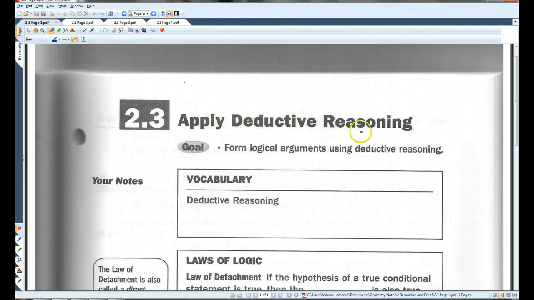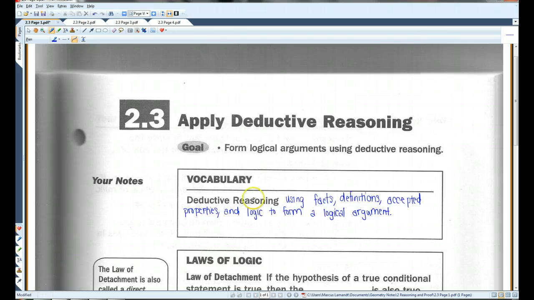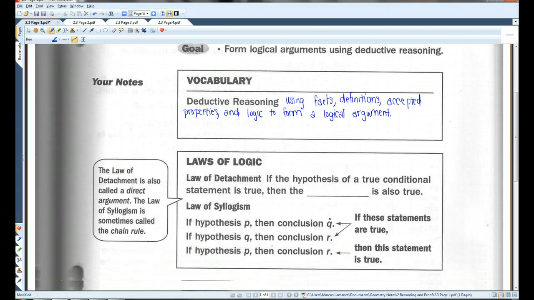All right, 2.3, apply deductive reasoning. I'm going to write out the definition for deductive reasoning. Deductive reasoning: using facts, definitions, accepted properties, and logic to form a logical argument. Unlike inductive reasoning, where you observe a pattern and make an educated guess or a conjecture about that pattern, in this case you're using accepted statements, things that you know for a fact are true, and you're drawing a conclusion that must be true because those things are true.